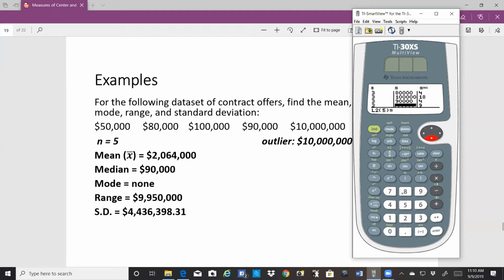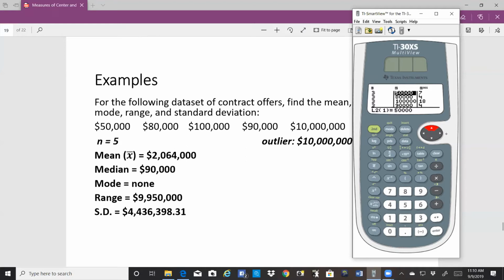Now I'm going to put the 10 million. Make sure you got the right number of zeros or you're going to get way off on your calculation. So I would go through here and look at the data. There is 10 million, 90,000, 100,000, 80,000, and 50,000.